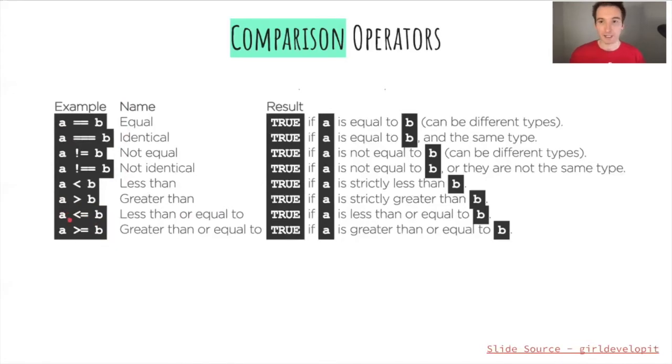Then the last 2 here, if we do less than and then equals, that's checking, is this number less than or equal to this number? So if we had 1 and 1, we'd say, is 1 less than or equal to 1? Well, it's equal to, so that evaluates to true. If it was 1 less than or equal to 0, that would be false. 1 is not less than or equal to 0.